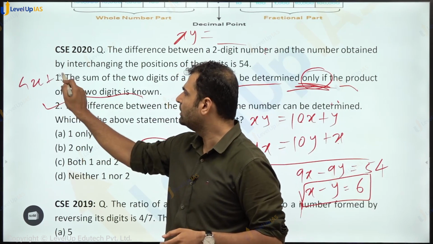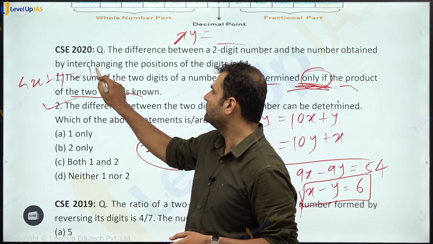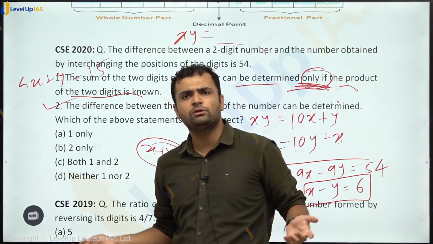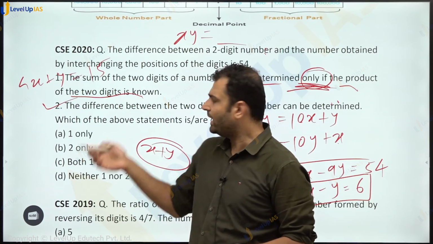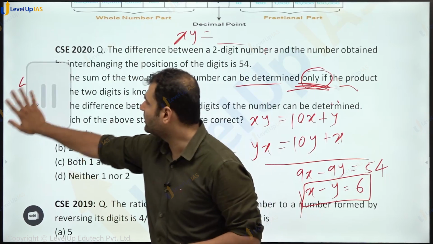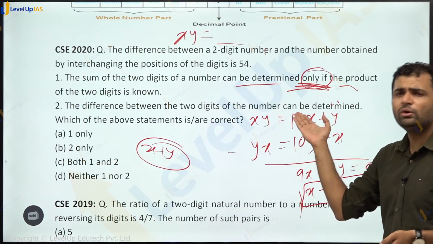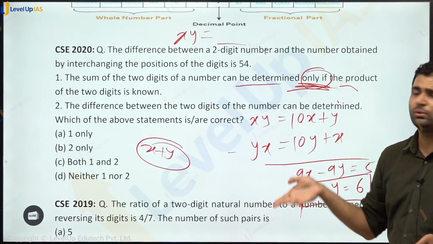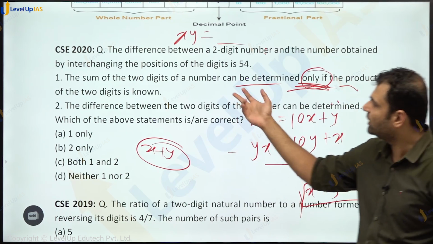Like 4x plus y is equal to something, say 15. If you give me this equation, then also I'll be able to find x and y and the answer for x plus y. Isn't that correct? So any two equations are fine. You don't only need the product of equations. So because of this word "only", this statement 1 is wrong.